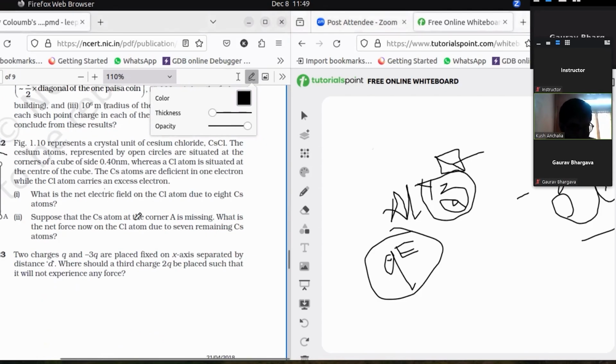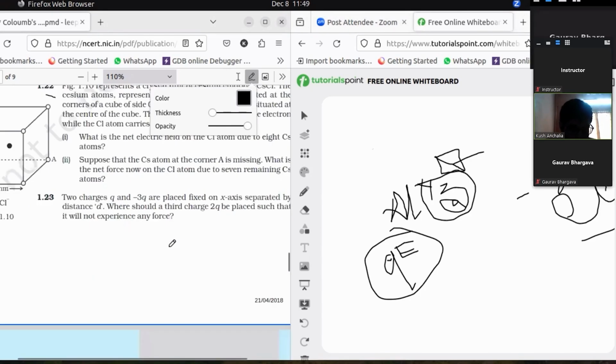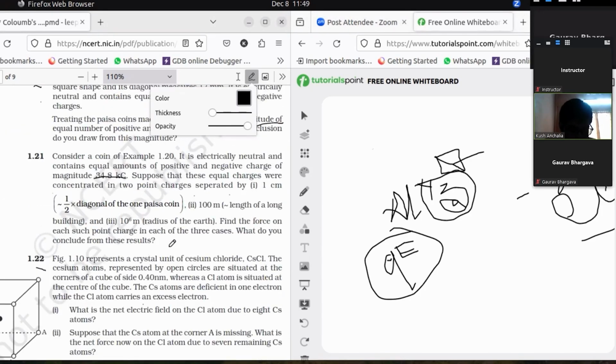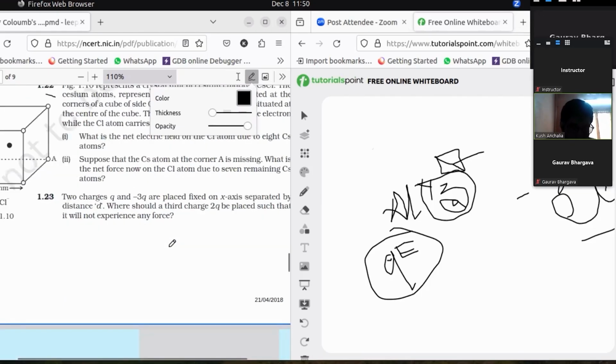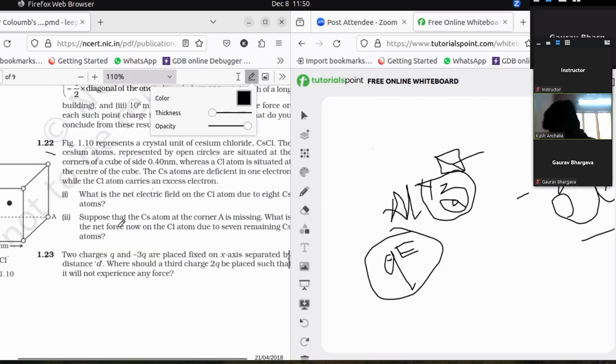Represent a crystal unit of cesium chloride, CsCl, with Cs represented by open circles as shown, located at the corners of the cube of side 0.4 nanometer, where the Cl atom is situated in the center. Cs atoms are deficient in one electron, while Cl has an excess electron. Find the net electric field on the Cl atom due to the 8 Cs. Q enclosed won't work here. Net electric field will be 0 because from all directions it is coming the same, so it will be 0.